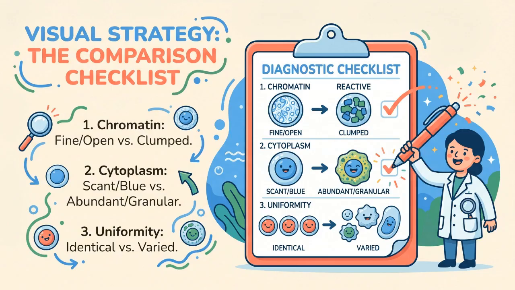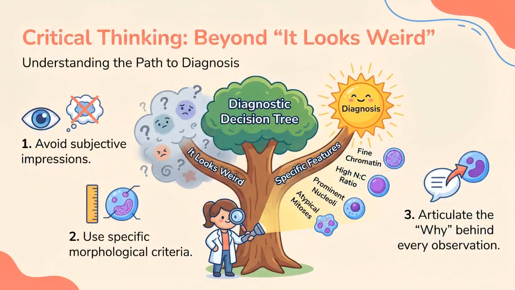This systematic approach is crucial because we cannot rely on vague impressions. As upper-level histotechnologist students, your diagnostic approach must transcend subjective observations like, "It looks weird." While an initial impression of abnormality is a valuable trigger, your analysis must be grounded in critical thinking and the application of specific morphological features. Relying solely on a vague sense of abnormality is insufficient and can lead to misdiagnosis.